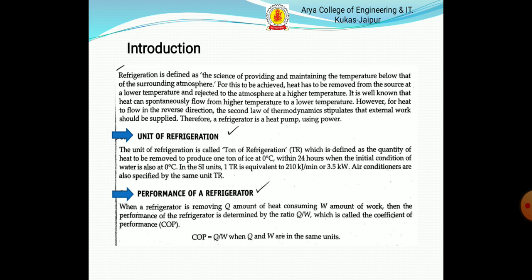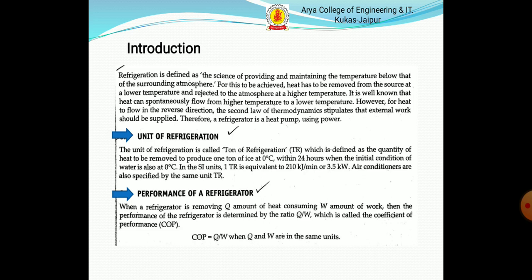Next is the performance of a refrigerator. The performance of a refrigerator is denoted by COP, that is coefficient of performance, which is the ratio of Q by W, where Q is the amount of heat removed and W the amount of work. Q and W are in the same unit, and COP must always be more than 1, as it is the reciprocal of the term efficiency.